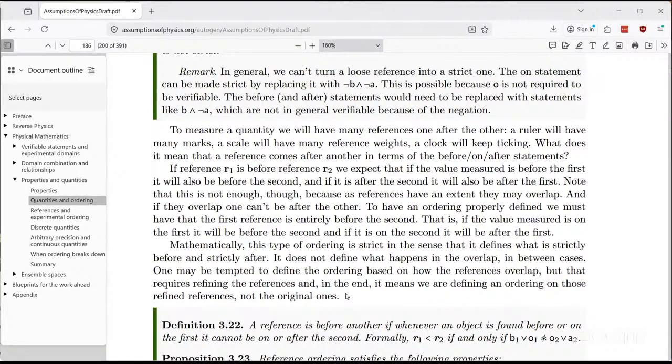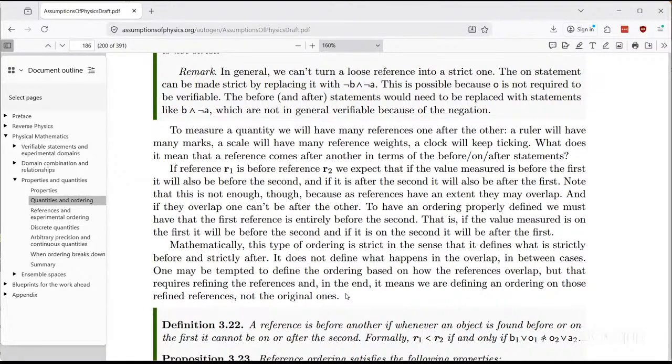What does it mean that a reference comes after another in terms of the before and after statements? If reference R1 is before reference R2, we expect that if the value measured is before the first, it will also be before the second. And if it is after the second, it will also be after the first. Note that this is not enough, though, because as references have an extent, they may overlap.